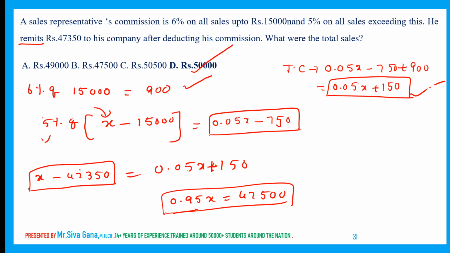But he remits 47,350. 50,000 is the total sales, but he does not pay back 50,000. He just pays back 47,350. So this difference is nothing but the total commission that the salesman is getting.